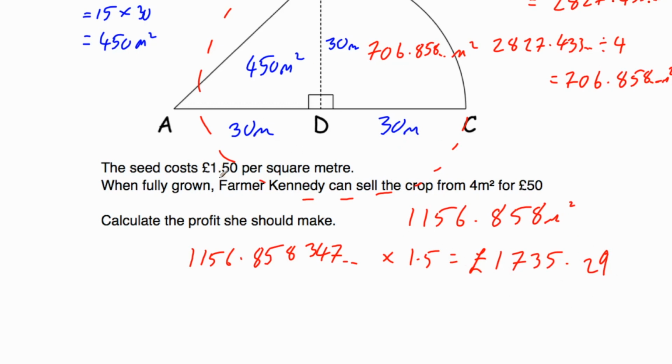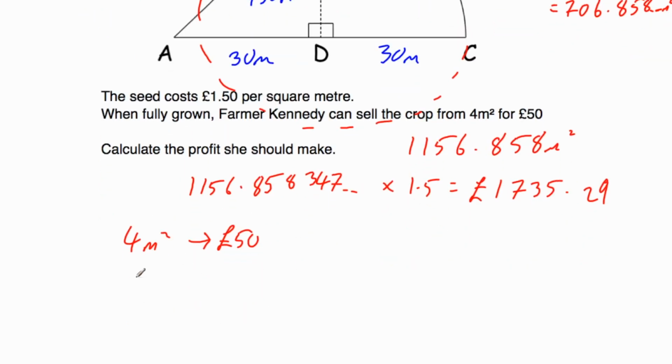Now that's the cost of the seed. We're told that whenever it's fully grown, Farmer Kennedy can sell the crop of 4 square metres for £50. So for 4 square metres, she can get £50 for it. If we divide 50 by 4, we can find out how much she gets per square metre. 50 divided by 4 is equal to £12.50. So for every square metre, Farmer Kennedy can sell the crop for £12.50. Now we know the area of the field is 1,156.858 square metres. If we multiply that by £12.50, we can see how much money she should be able to sell the crop for.